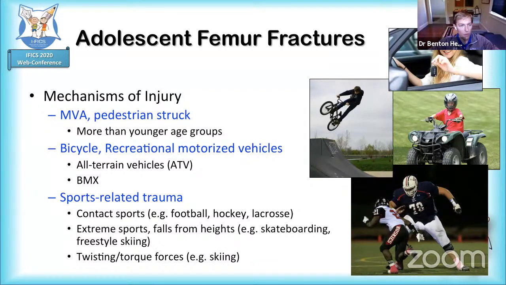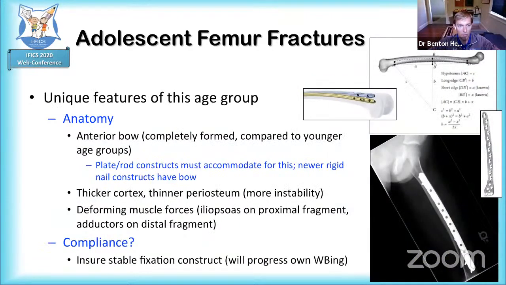So our mechanisms are more varied now. Motor vehicle accidents, some of these adolescents are now driving, and we have this crisis of texting and driving. So we need to revisit whether this is increasing in this age group. Then they can be pedestrian struck and bicyclists, as well as recreational motorized vehicles like ATVs and BMX activity. And then sport-related trauma is much more common with contact sports, extreme sports, and higher energy sports like skiing and the twisting and torquing forces.